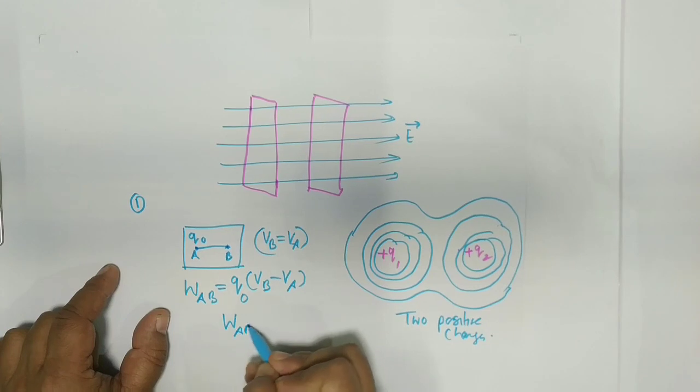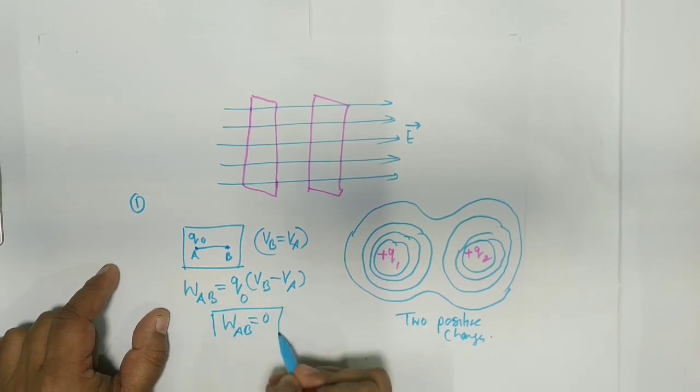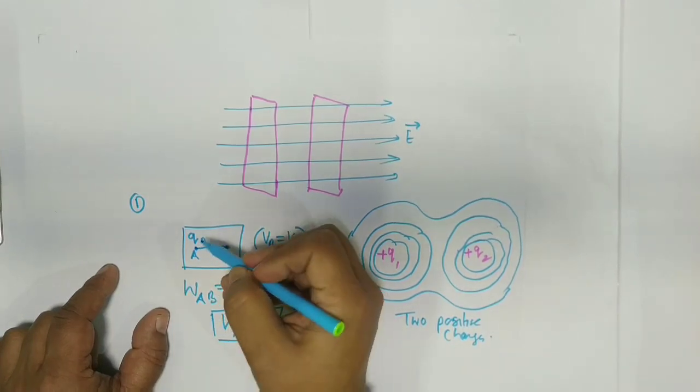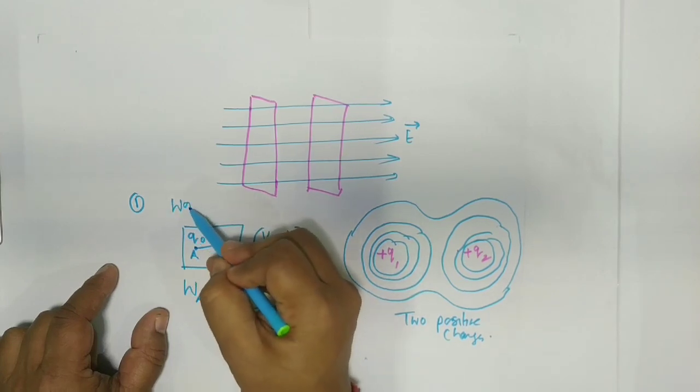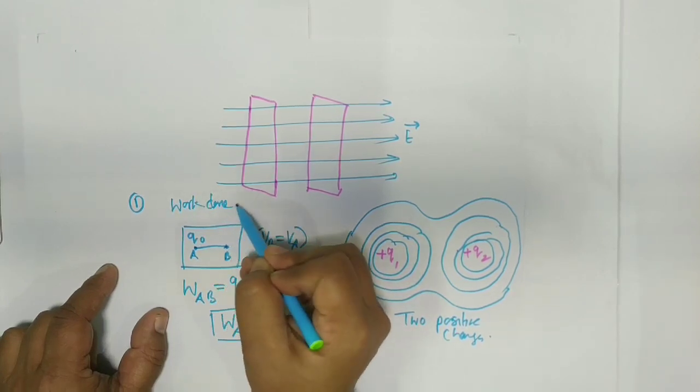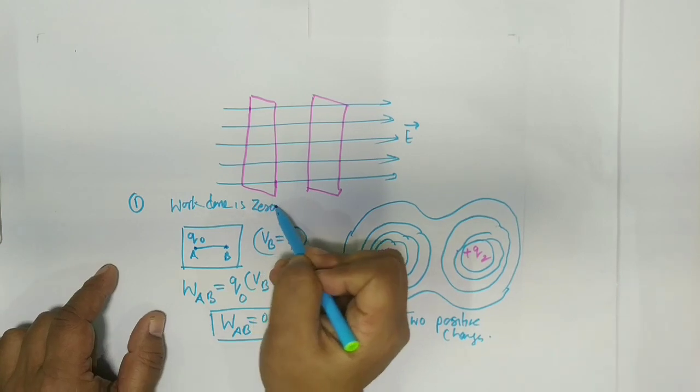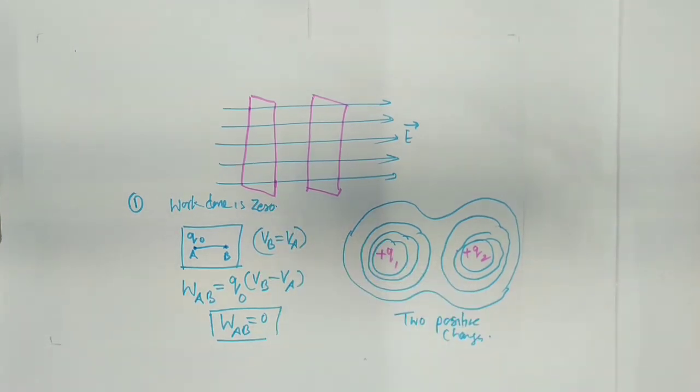So the work done is 0. So work done from A to B is 0. So this has been proved here. Work done along the equipotential surface is 0.